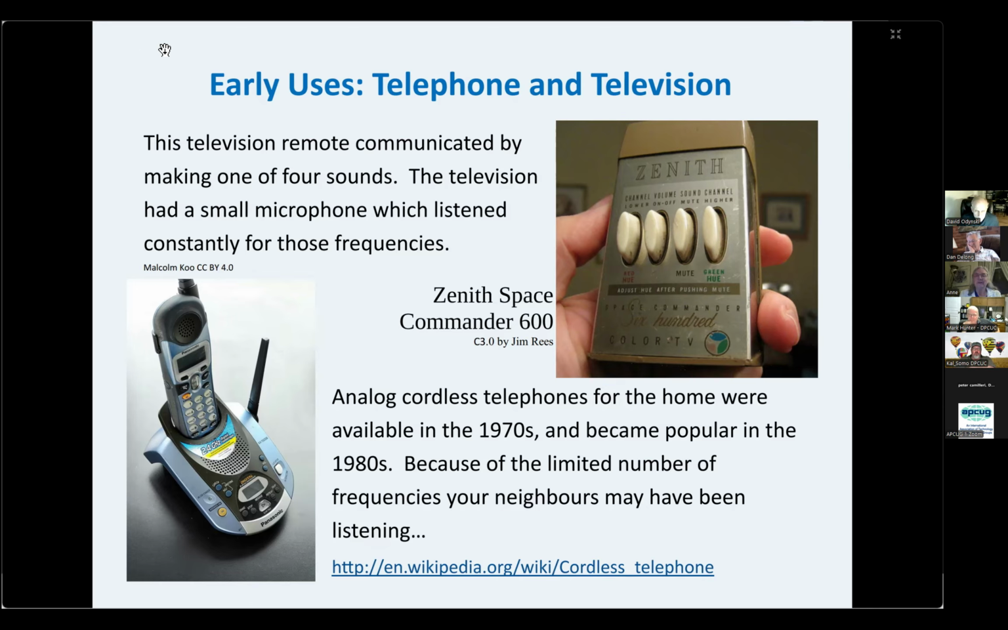There are not a lot of ones in the home that use sound between two devices, but there are a few. Okay, so this was one of the very early remotes.